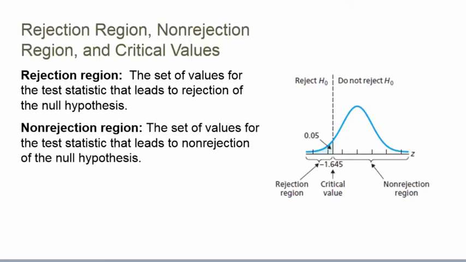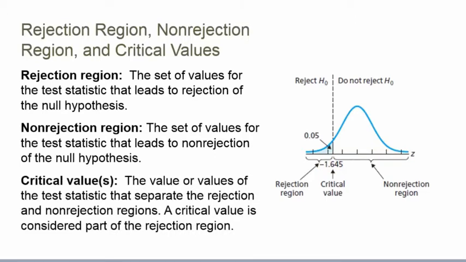Non-rejection region: the set of values for the test statistic that leads to non-rejection of the null hypothesis. If our z-value was negative 1.645, the non-rejection region would be the values larger than negative 1.645, such as negative 1.6, 0, 2.5.